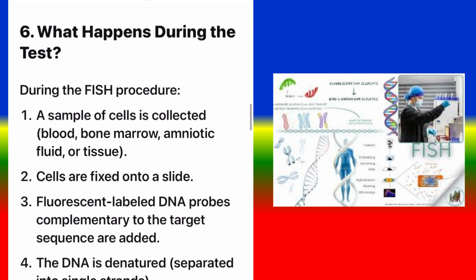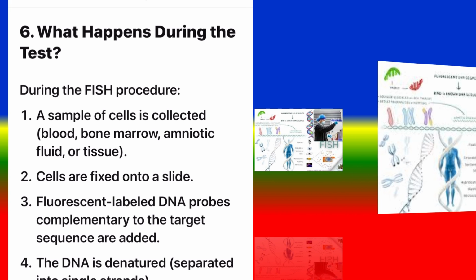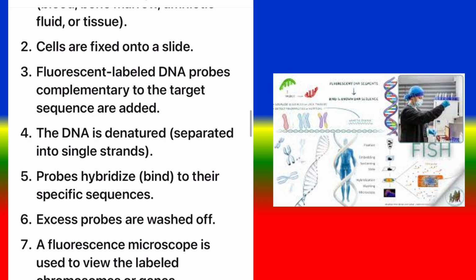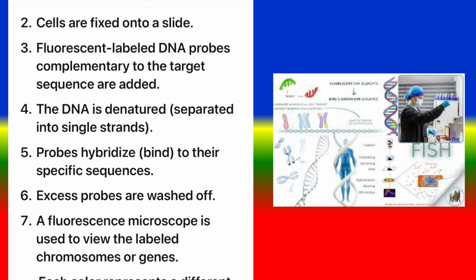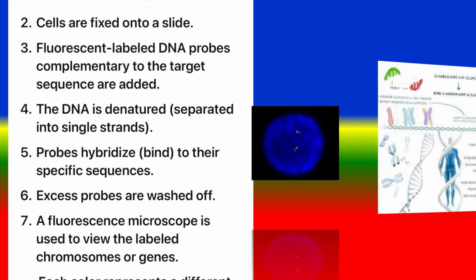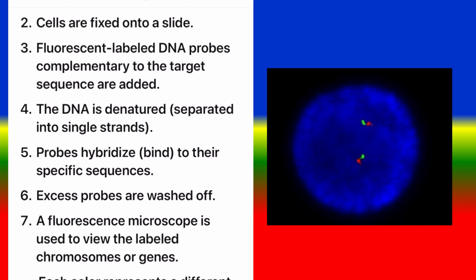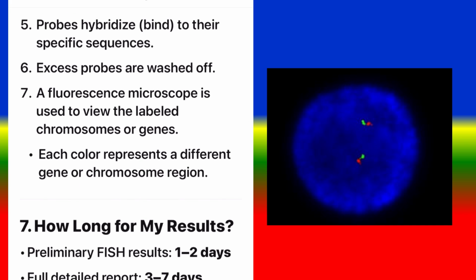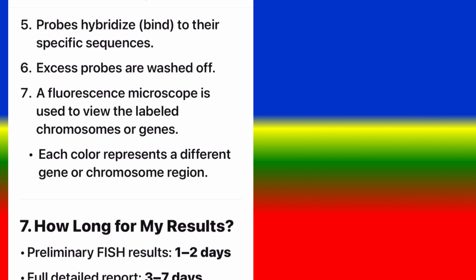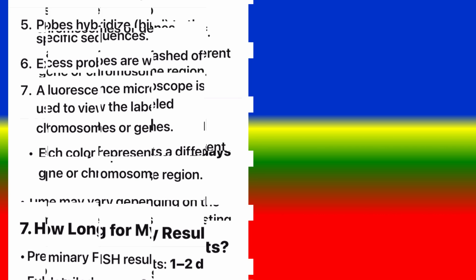6. What happens during the test? During the FISH procedure, 1. A sample of cells is collected, blood, bone marrow, amniotic fluid, or tissue. 2. Cells are fixed onto a slide. 3. Fluorescent-labeled DNA probes complementary to the target sequence are added. 4. The DNA is denatured, separated into single strands. 5. Probes hybridize, bind to their specific sequences. 6. Excess probes are washed off. 7. A fluorescence microscope is used to view the labeled chromosomes or genes. Each color represents a different gene or chromosome region.